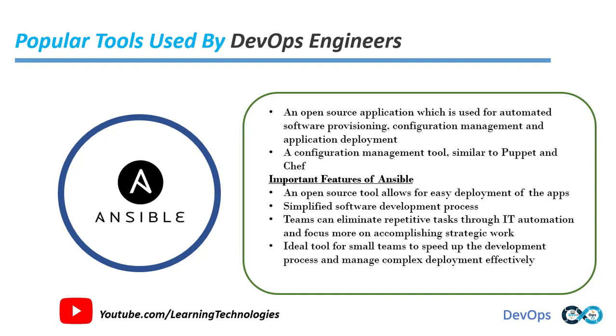Now, if you see there, the main features of Ansible. One is that it is open source, which allows for easy deployment of applications. The simplified software development process. Teams can eliminate repetitive tasks through IT automation and focus more on accomplishing strategic work. It is an ideal tool for small teams to speed up the development process and manage complex deployments effectively.